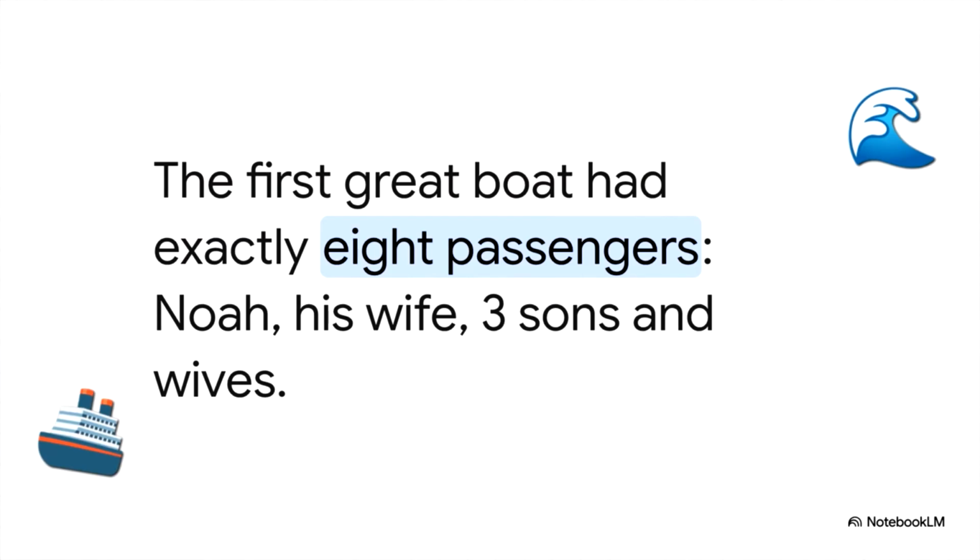The authors point out a really striking parallel here. According to the Genesis narrative, the first great boat of historical significance, Noah's Ark, carried exactly 8 passengers. That's Noah, his wife, his 3 sons, and their 3 wives. A vessel, 8 people. For Kang and Nelson, there is just no way this is mere happenstance. They argue this specific character was intentionally constructed to preserve the memory of the Great Flood.